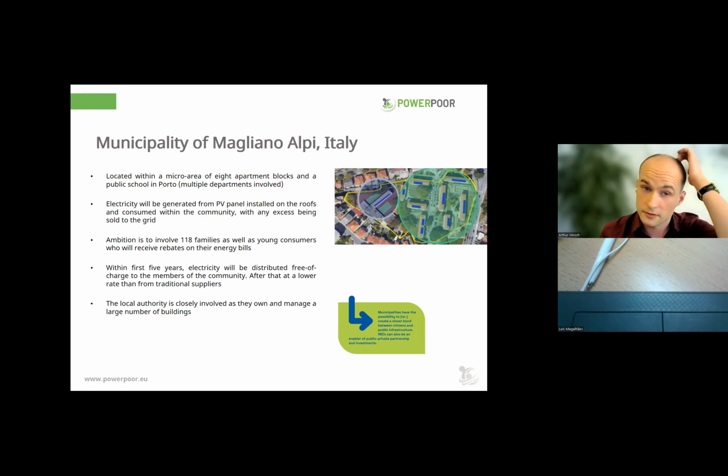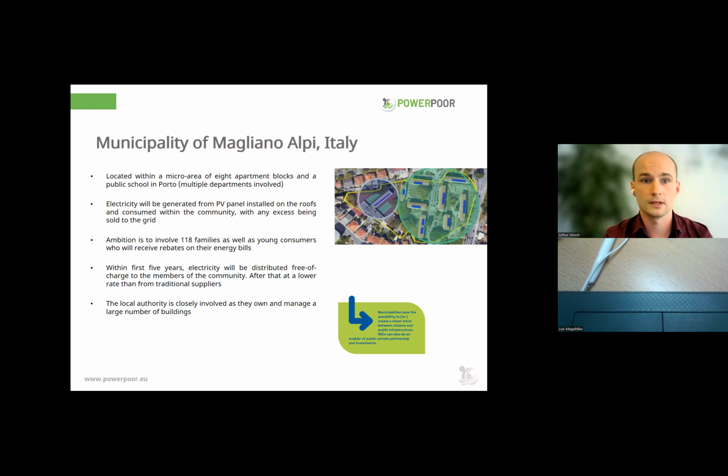There's a nice example, for instance, of the municipality of Magliano Alpi in Italy. You should know that in Italy, the national state, within the framework of the Recovery and Resilience Fund, is giving a lot of money to municipalities, I think under 5,000 inhabitants, to create renewable energy communities with an aim to not only produce renewable electricity, but also to reduce people's energy bills.